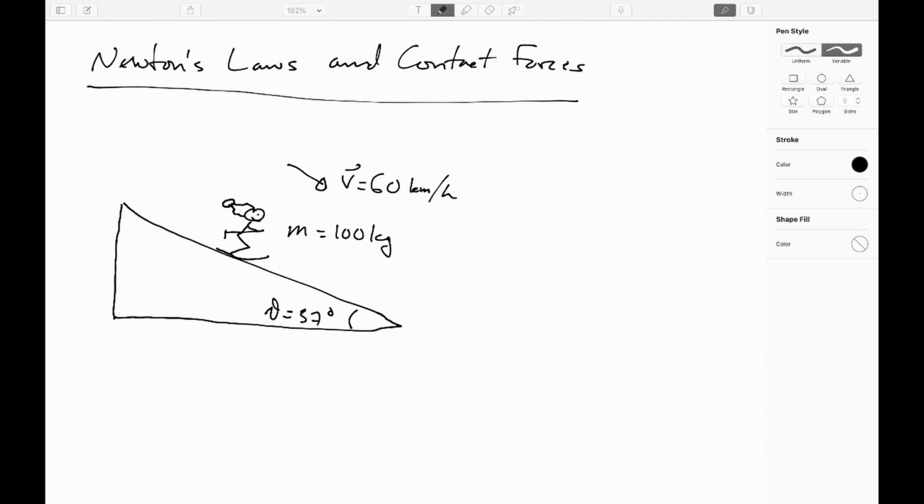Okay, so in the last video we took a look at how we could model the force of tension within the framework of Newton's laws of motion. Here we're going to start taking a look at the normal force and gravity.